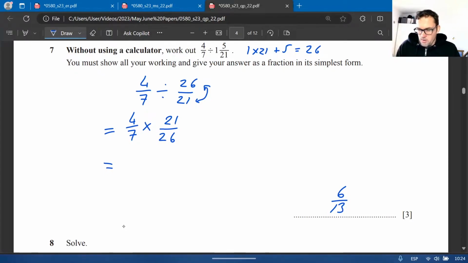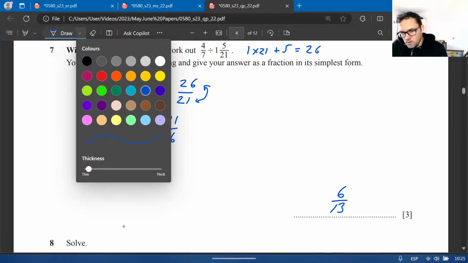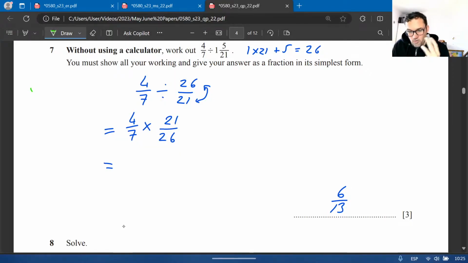It's not impossible, but there are easier ways to handle the situation. We can simplify now before we multiply. We can divide this 7 and that 21 by 7. 7 divided by 7 being 1, 21 divided by 7 being 3. We can divide 4 and 26 by 2. So 4 divided by 2 is 2, 26 divided by 2 is 13. Okay. So now, 2 times 3 is 6, 1 times 13 is 13, and we got the right answer.